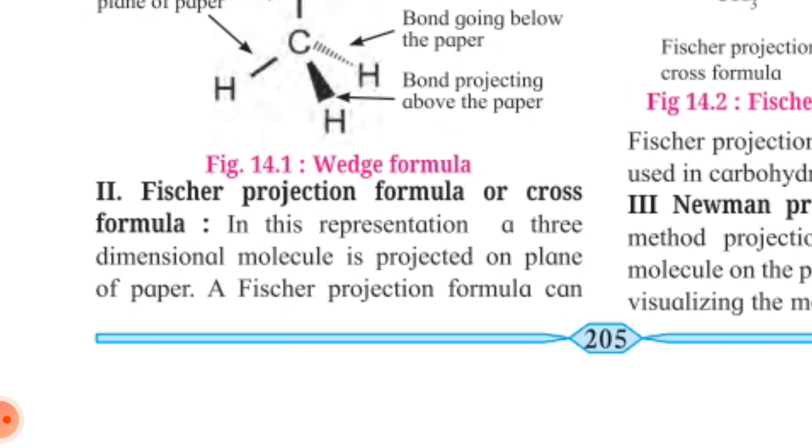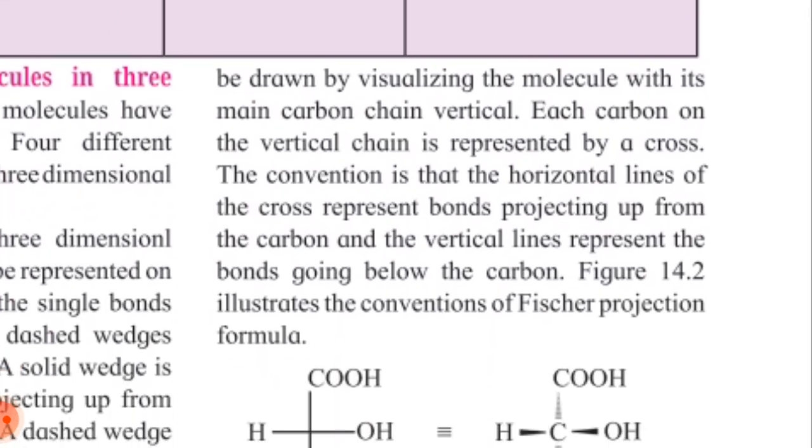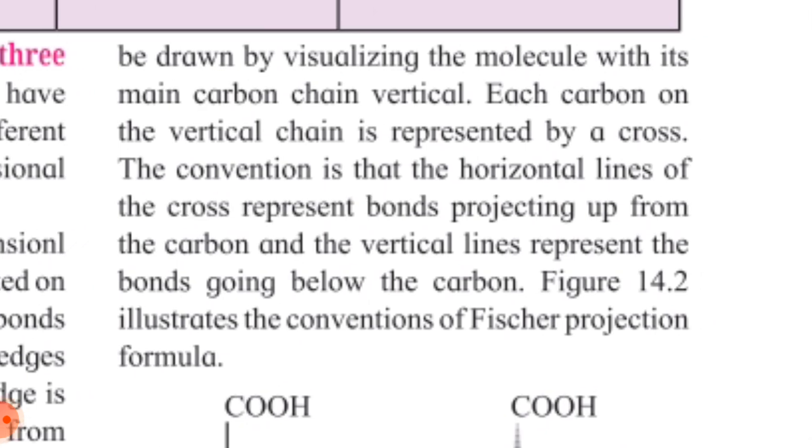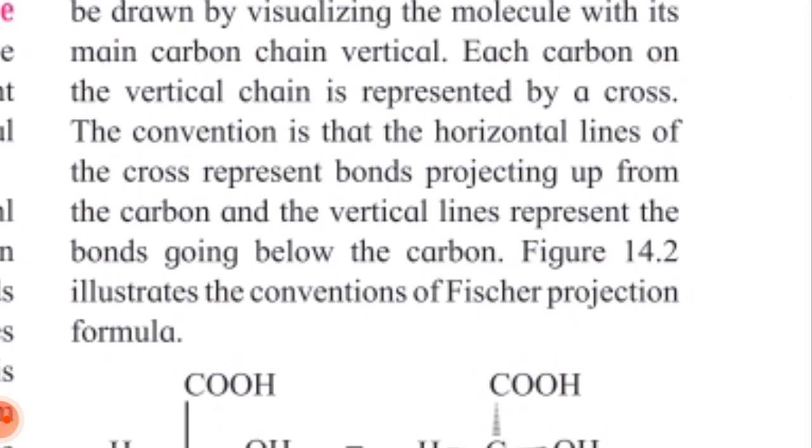Fischer projections, also called the cross formula. In this representation, a three-dimensional molecule is projected on the plane of the paper. A Fischer projection formula can be drawn by visualizing the molecule with its main carbon chain vertical. Each carbon on the vertical chain is represented by a cross. The convention is that the horizontal line of the cross represents bonds projecting up from the carbon and the vertical line represents bonds going below the carbon.